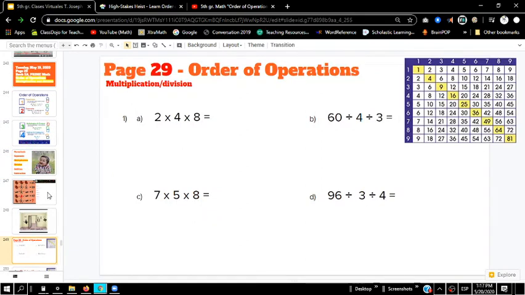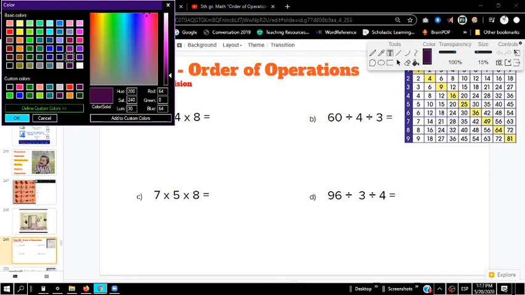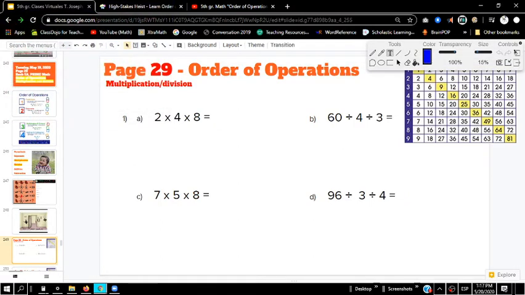The first problem says 2 times 4 times 8. Well, we know that when we're doing these problems, we need to do things from left to right. So from left to right, we're going to do 2 times 4 first. Now it really doesn't matter when it's all jumbled like this with multiplication and division, but we're just going to remember to do things left to right. 2 times 4 is 8, and then 8 times 8, which is right here, equals 64. That's our first problem.